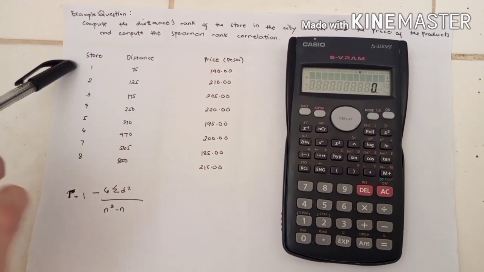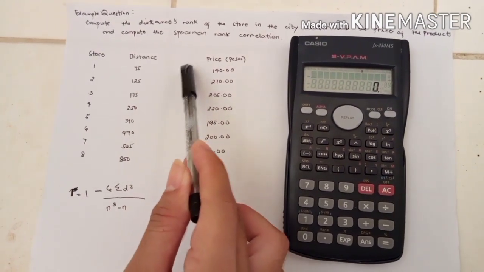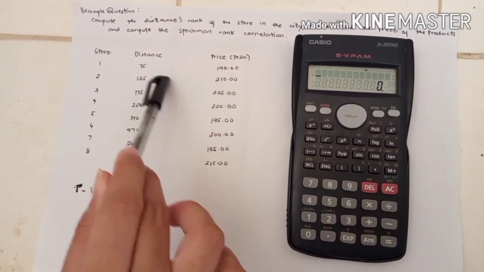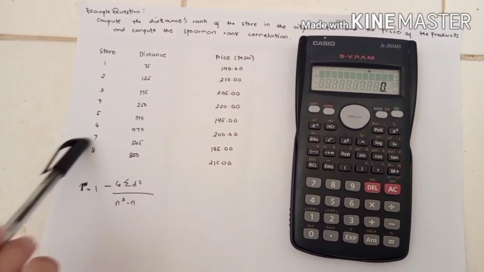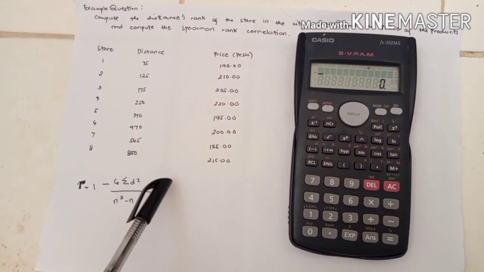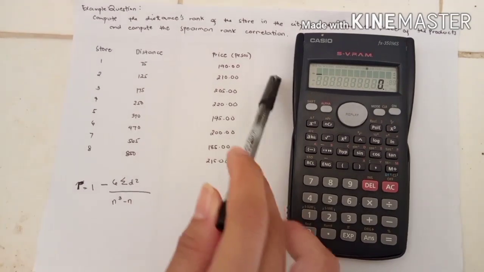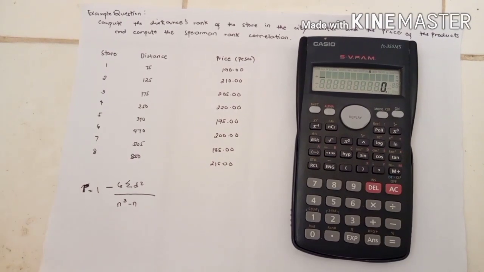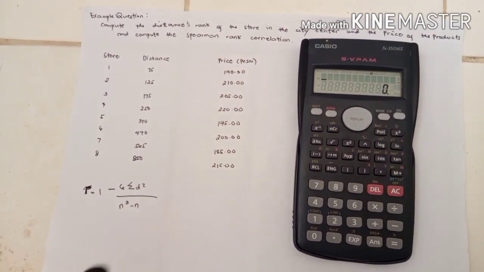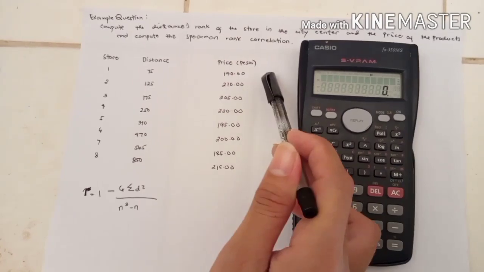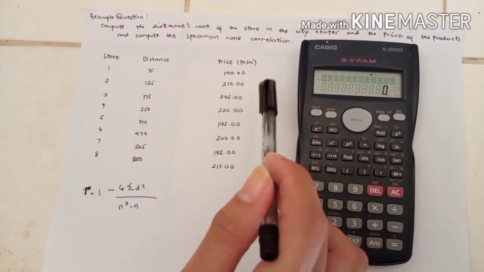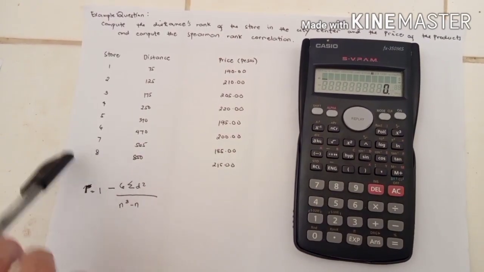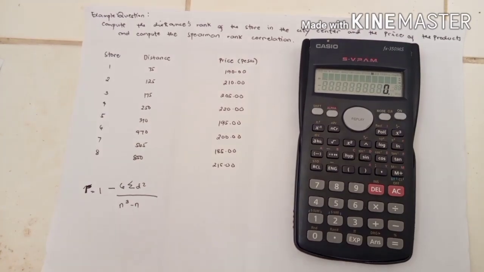In every store, we have the distance from the city center. In the first store, we have 75 meters from the city center. The second store is 125 meters from the city center, and so on. In the last store, which is the 8th store, we have 850 meters from the city center. Also, we have the price of the product, which is the egg per tray. In the first store, we have 190 pesos. In the second store, we have 210 pesos. And in the 8th store, we have 215 pesos.